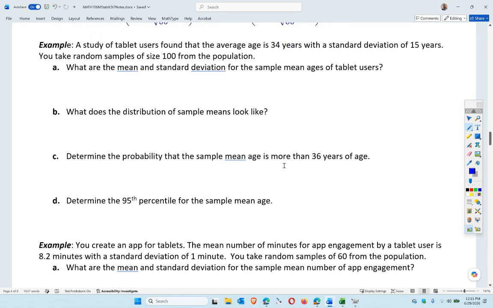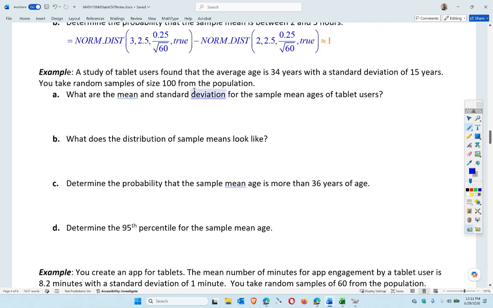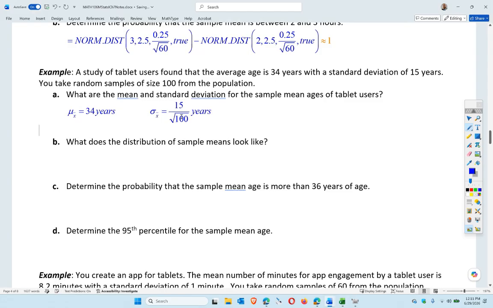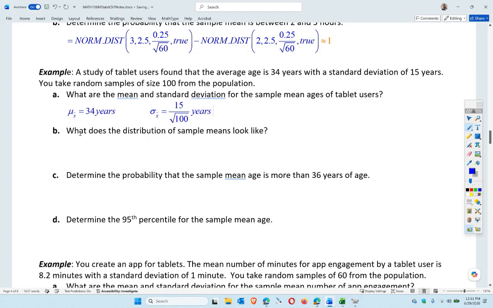Let's say a study of tablet users found the average age is 34 years of age with a deviation of 15 years. You take a sample size of 100 from the population. Okay. So essentially, my sample mean is 34. Standard error is 15 divided by root 100. And again, if it's like 17 or something like that, don't do square root of 17. Just keep it as the radical. Don't be estimating. What does the sampling distribution look like?